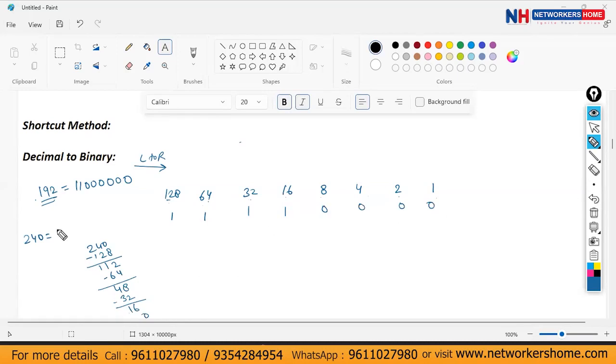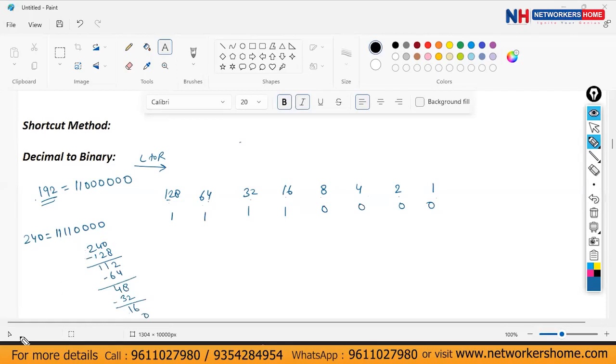So these are the methods you can use to calculate. You can use any method. That choice is up to you. Either you can use the divide by 2 method or you can use this method. Any method you feel comfortable in, you can use that. Is this clear? Anyone having any doubt in this?